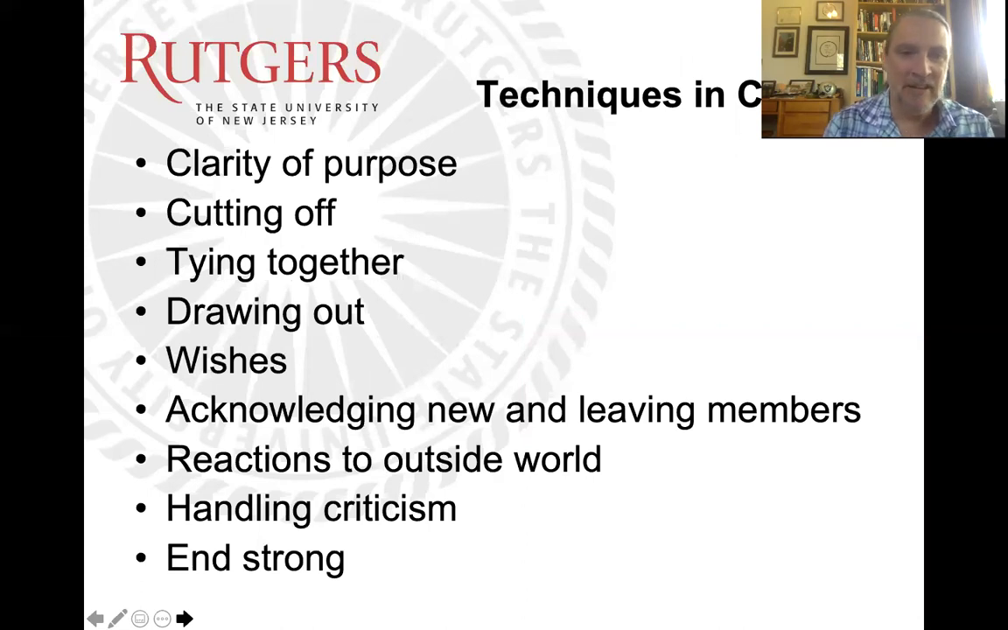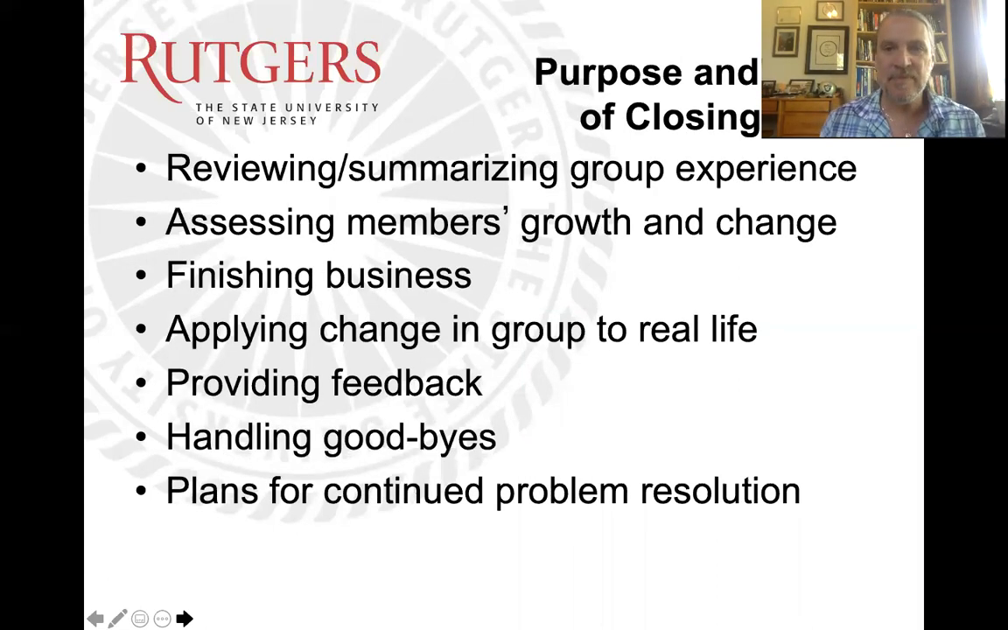So some of the techniques are being clear about the purpose, cutting off, drawing out, as we've mentioned before. These are some of the things that you would do to be able to close the group in a good way. And again, the other thing you want to do is, what's the next step? I want to encourage people when they're leaving a group, what's the next move for you?